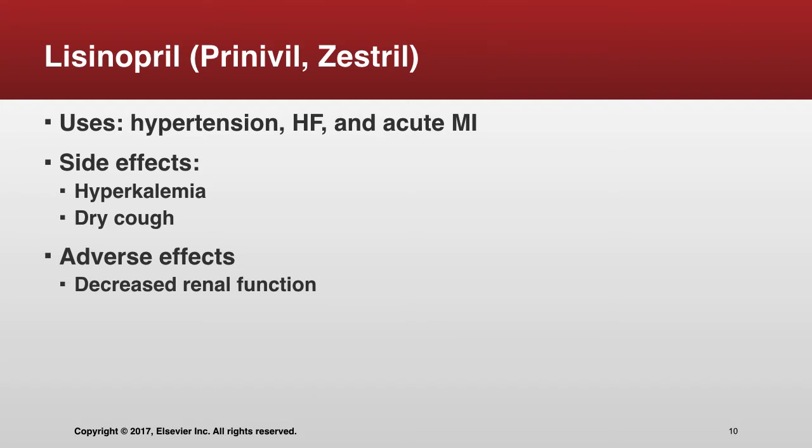Lisinopril has uses for hypertension, heart failure, and after acute MI. The side effects include hyperkalemia and a dry cough. Adverse effects are related to the effect of aldosterone on the kidneys and can result in decreased renal function.